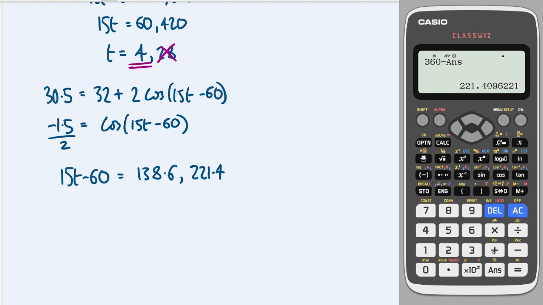Okay, and then we add 60 and then divide by 15. So that's 18.76. That'll be a value for t. And we'll do the same for 138.6. We will add 60 and then we will divide by 15. And that gives us 13.24.